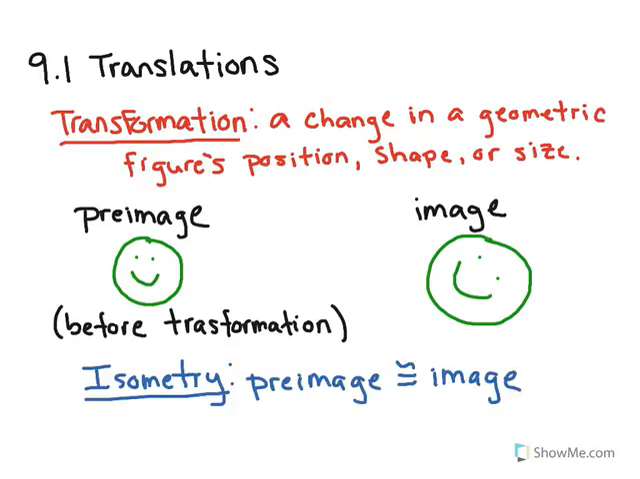And the last thing that we need to talk about with pre-image and images is there's something called an isometry. If you happen to do a transformation on a pre-image and after you do that transformation it comes out to be congruent, then it's called an isometry. It can still be rotated and reflected in a different place, that's fine. But as long as I have a congruent image, in other words, all the angles and all the sides are congruent, then it's called an isometry.